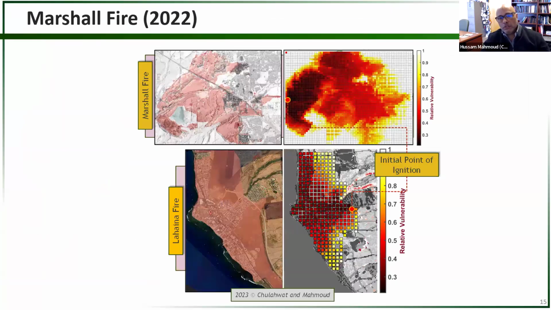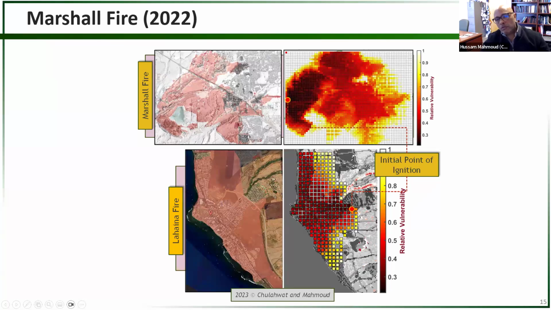So what you see on the left-hand side at the top of the slide is the Marshall fire. The left-hand side is the actual fire boundary, and the right-hand side is what the model produces. You can see a value of 1 in that contour line that varies from roughly 0.2 all the way to the yellow value of 1. When you reach a value of 1, that means the fire dies.